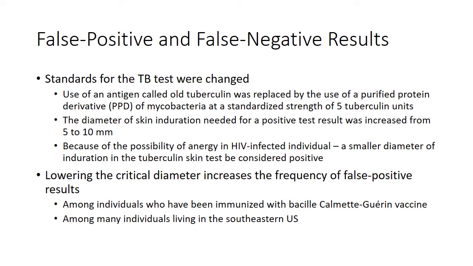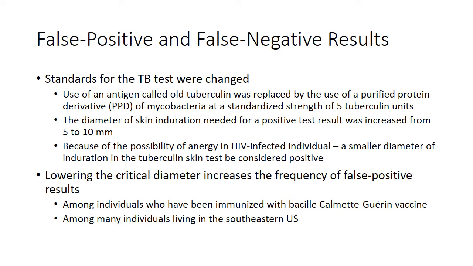So due to these false positive results, they changed some of the standards for how TB tests were done. They replaced the old tuberculin protein with this purified protein derivative, the PPD, and used a standardized strength of 5 tuberculin units. That way everyone is getting just Mycobacterium tuberculosis protein, a very standardized dose, and they changed the skin induration needed for a positive result from 5 millimeters to 10 millimeters.